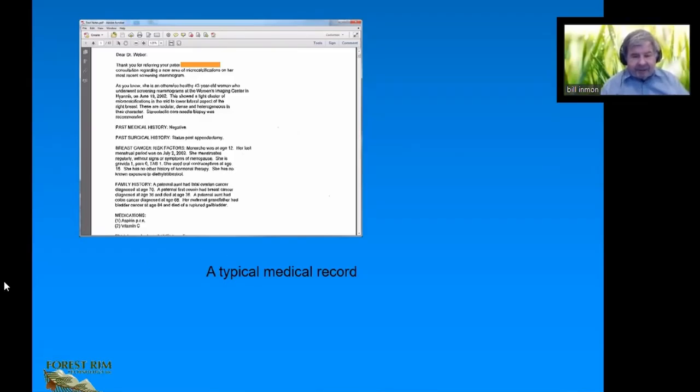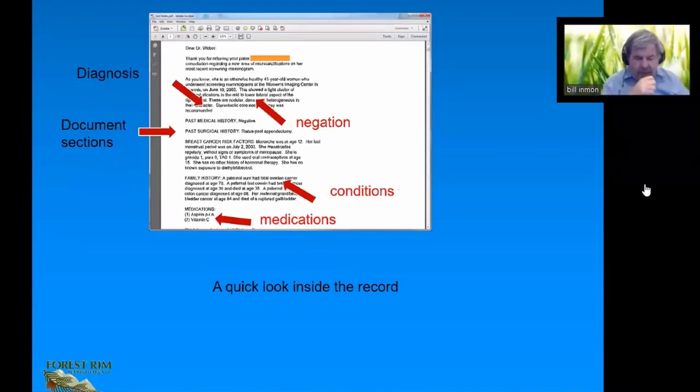This is typical of what you find in a medical record. So what we're going to do is go into the medical record and look for these things. We're going to be looking for diagnostic information, medications, conditions, and for negation, where the doctor says the patient did not have COVID, and so forth.